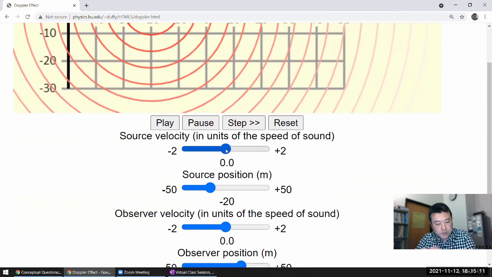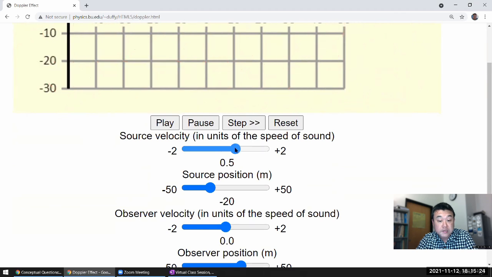Let's have it move towards the observer, positive velocity, at some fraction, in units of the speed of sound. If I make the source move at something like 50% of the speed of sound, it's actually pretty fast. In real world terms, sound waves move at about 340 meters per second, so here the source is moving at something like 170 meters per second. In miles per hour, that's like 300 miles per hour. So we are talking about something like a small airplane, something that's moving very fast.